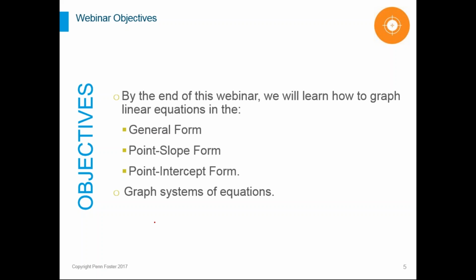Today, specifically, we'll go over the general form, the point-slope form, and the slope-intercept form of linear equations. A linear equation is just a fancy name for an equation for a straight line. That's why we call it linear, like a line, with one, two, or three variables, and those variables have an exponent of 1. And also, we will go over graphing systems of equations.